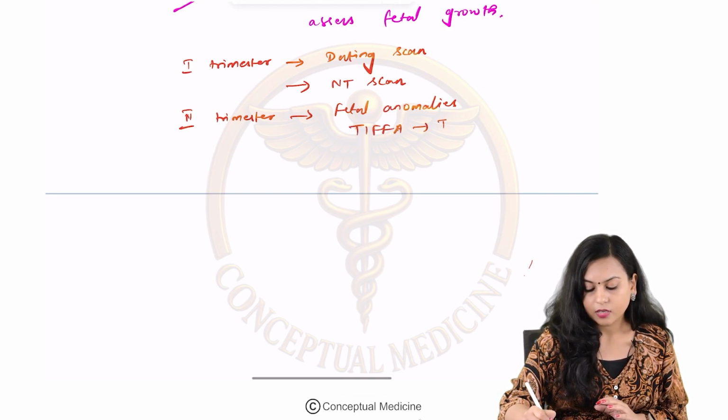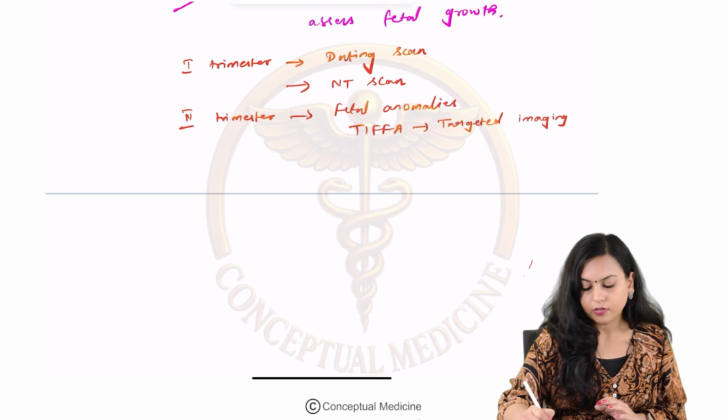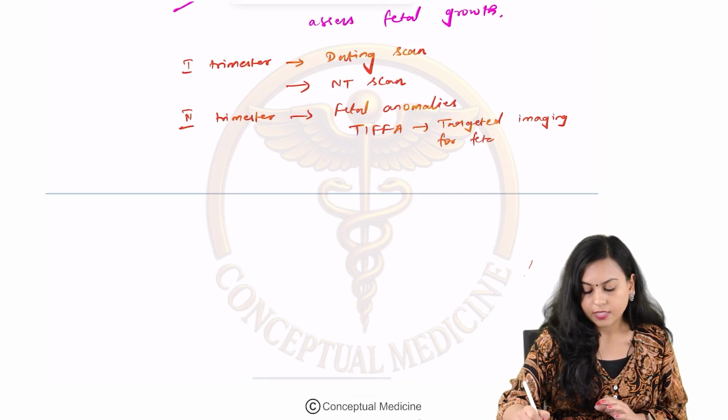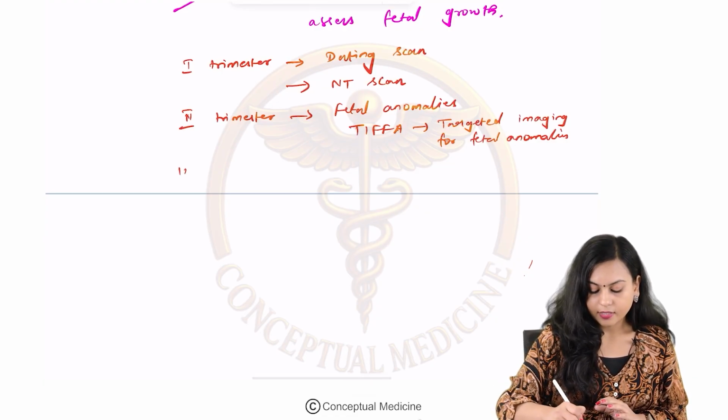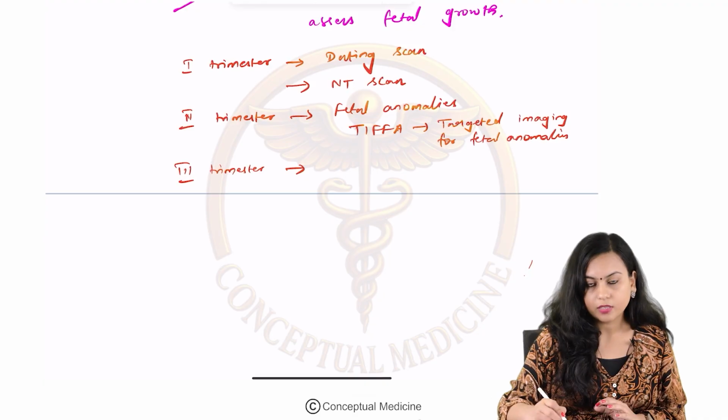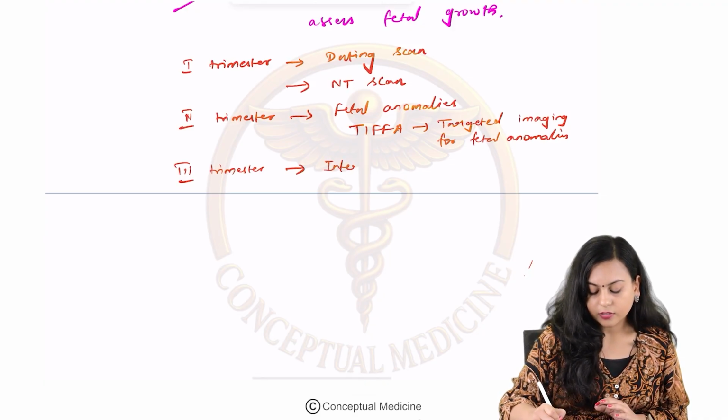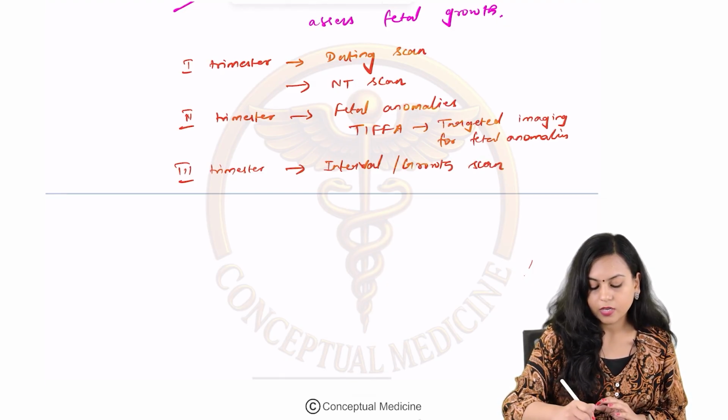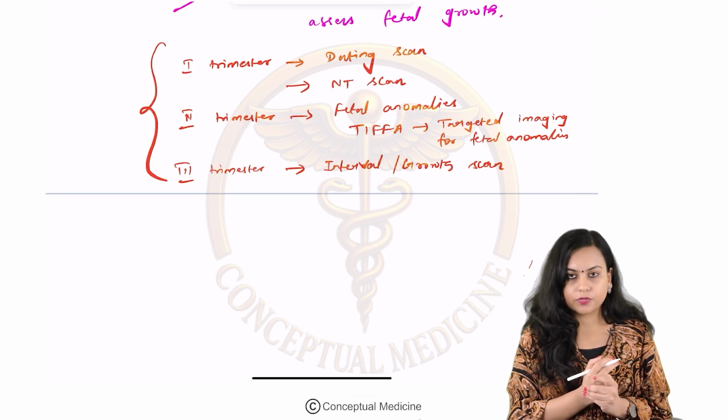Okay. So, that is targeted imaging for fetal anomalies, right? And in the third trimester, we are most concerned about the growth of the fetus. So, it is also known as interval scan or growth scan. Okay. So, this is how it goes.